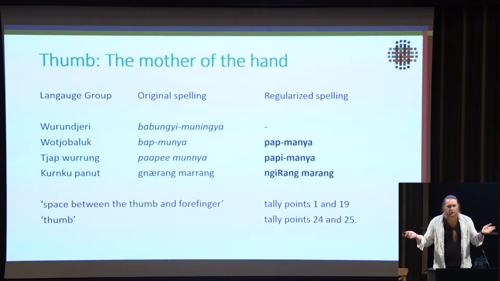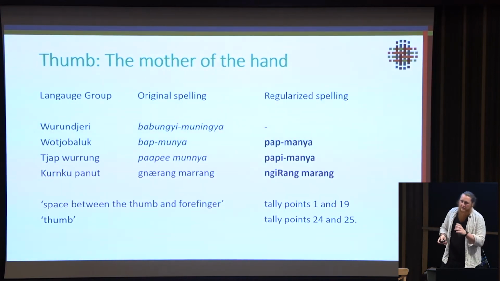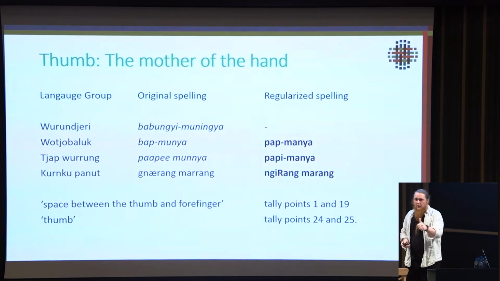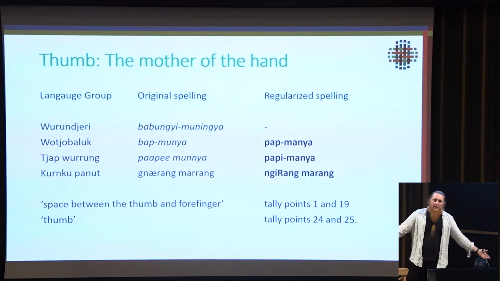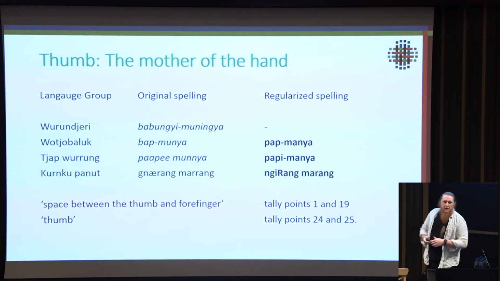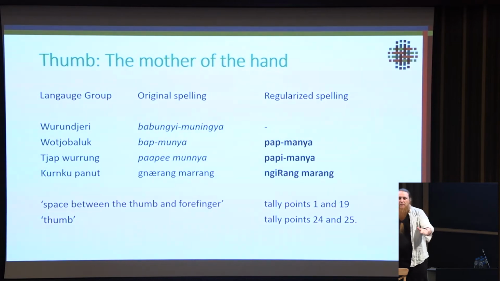Now I'm going to move on and talk about some of the terms that are used in these systems. The first one is the word for thumb, which is mother of the hand. Now, I think this is a common kind of semantic pattern. I know in Pindala they say mama marang, the father of the hand. That's the word for thumb.